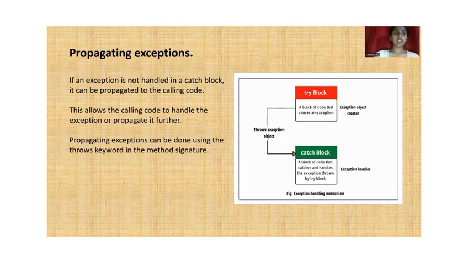Propagating exceptions. If an exception is not handled in a catch block, it can be propagated to the calling code. This allows the calling code to handle the exception or propagate it further. Propagating exceptions can be done using the throws keyword in the method signature.